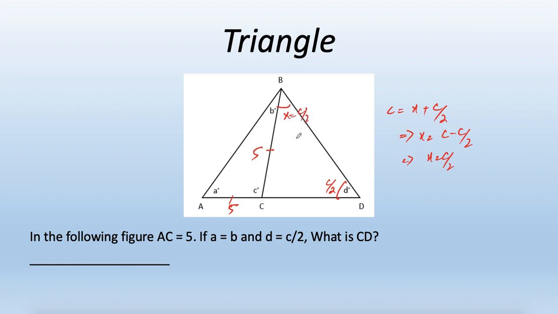Now both of these angles are equal. That means this side and this side are equal. So if this is 5, this will also be 5. So the answer is 5.